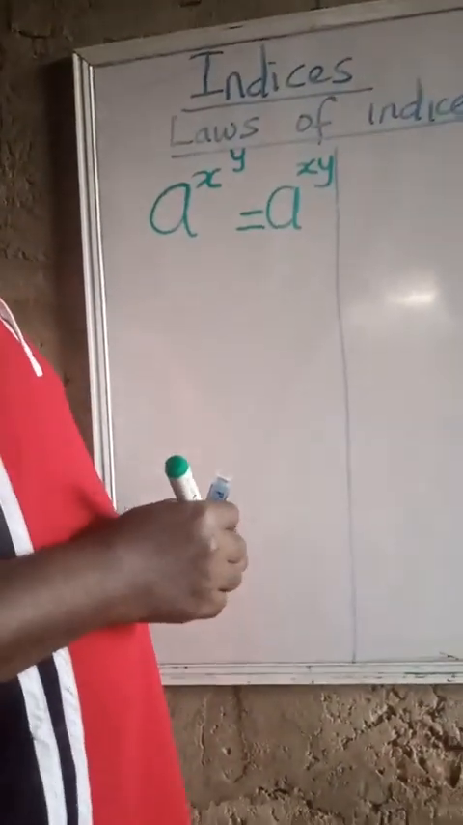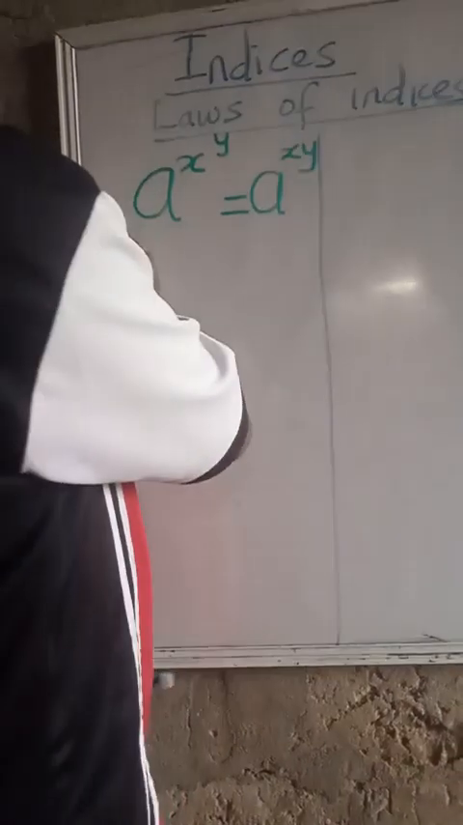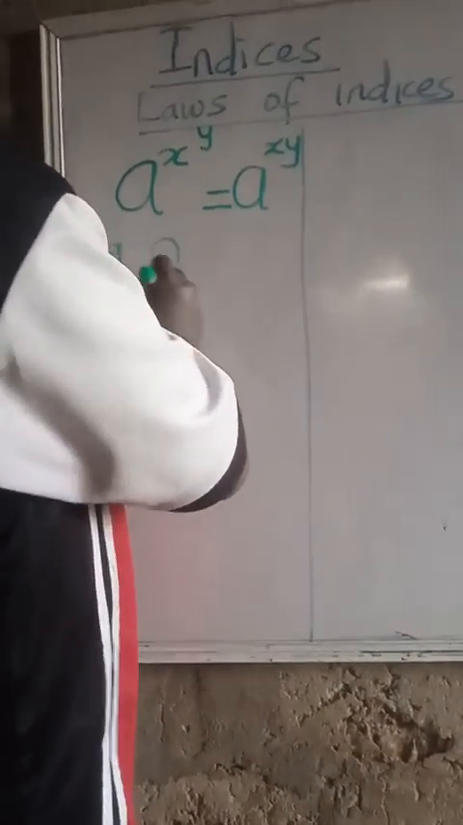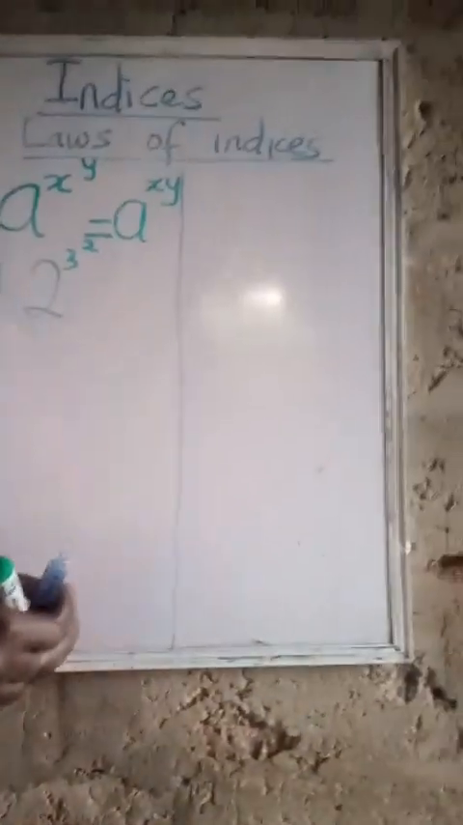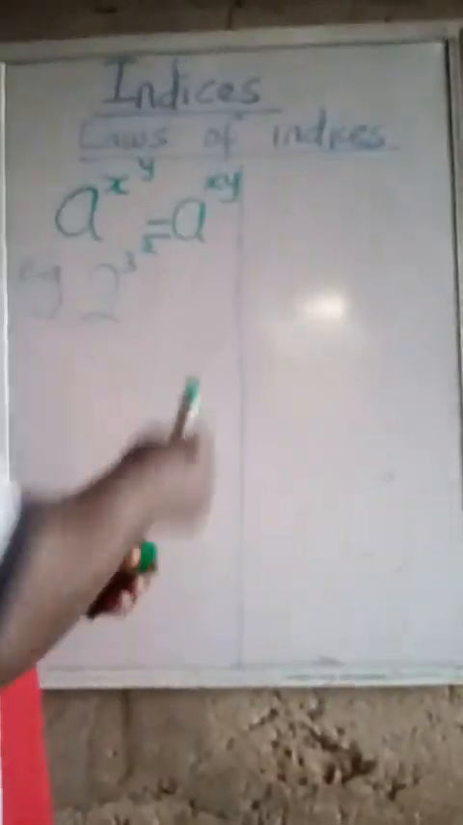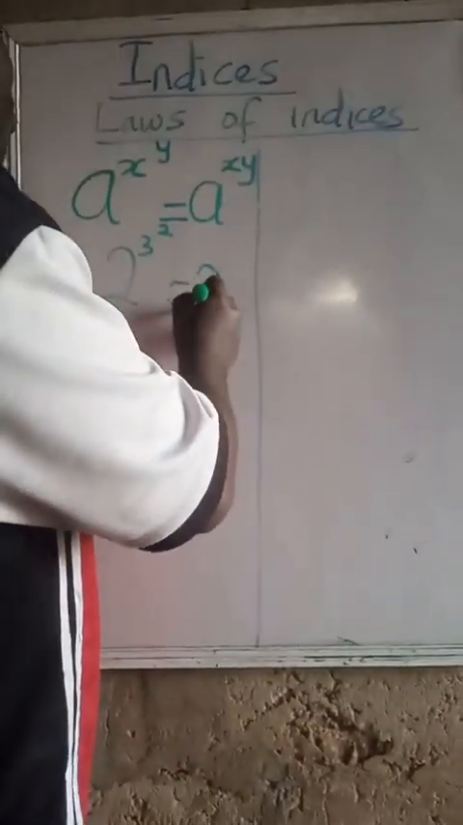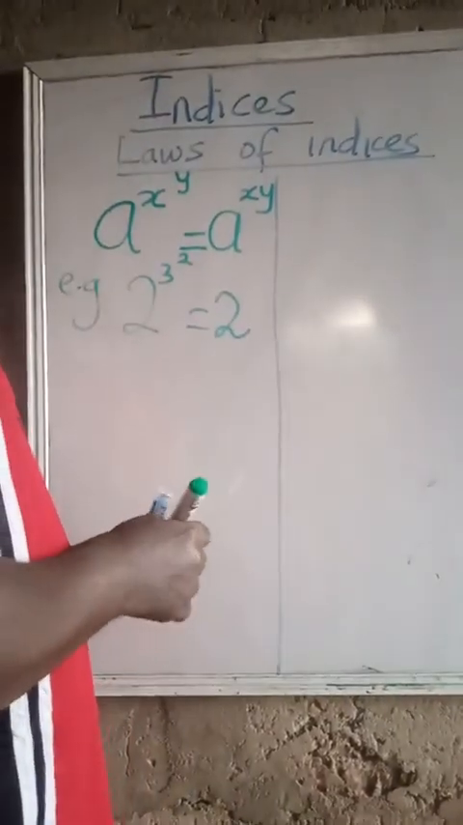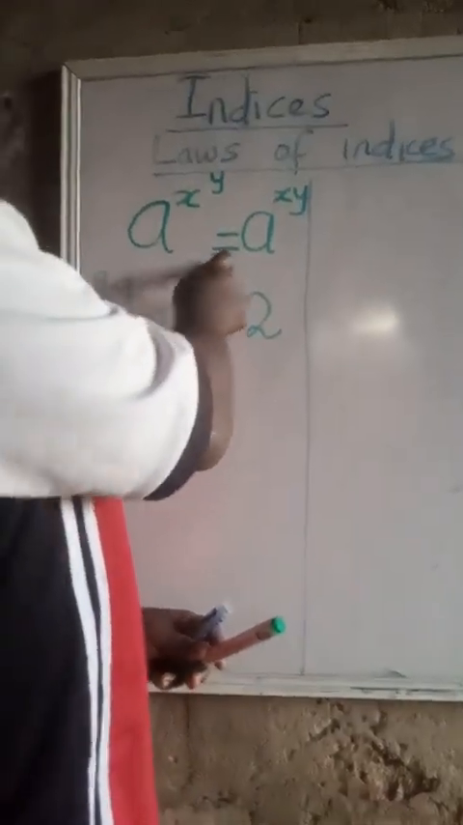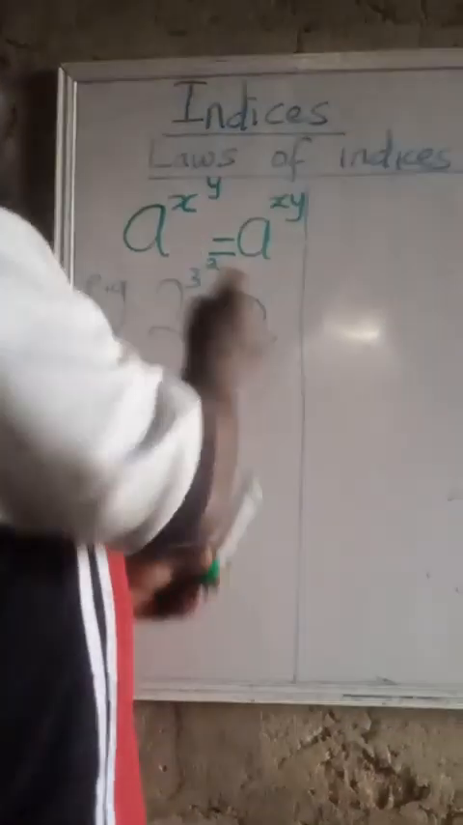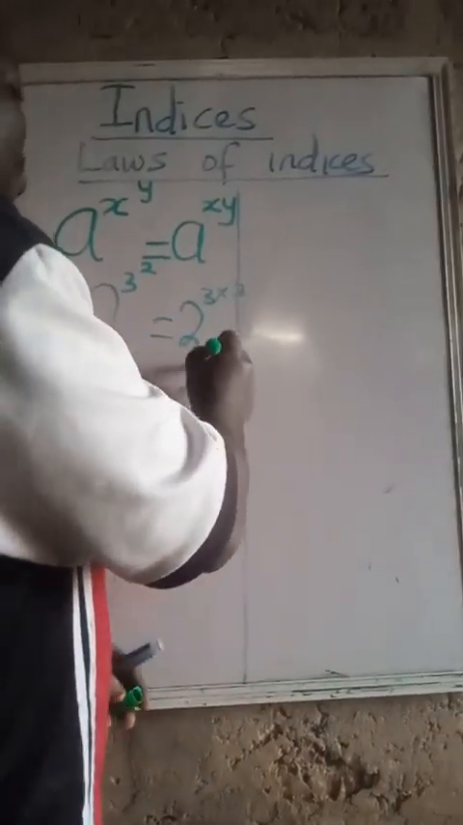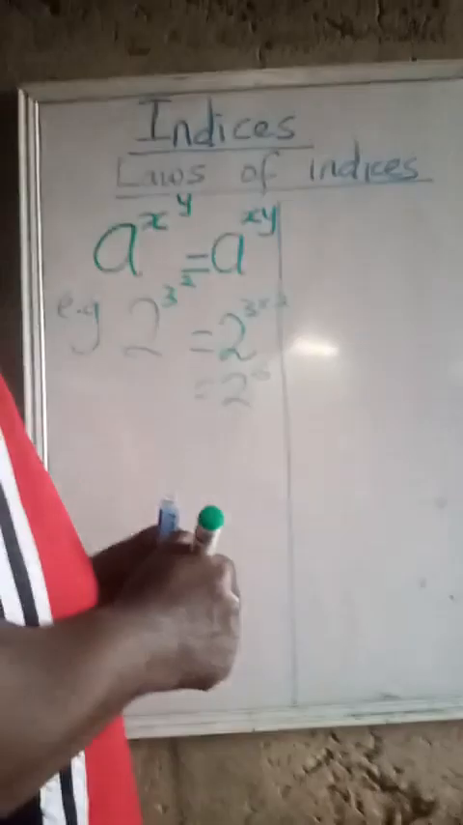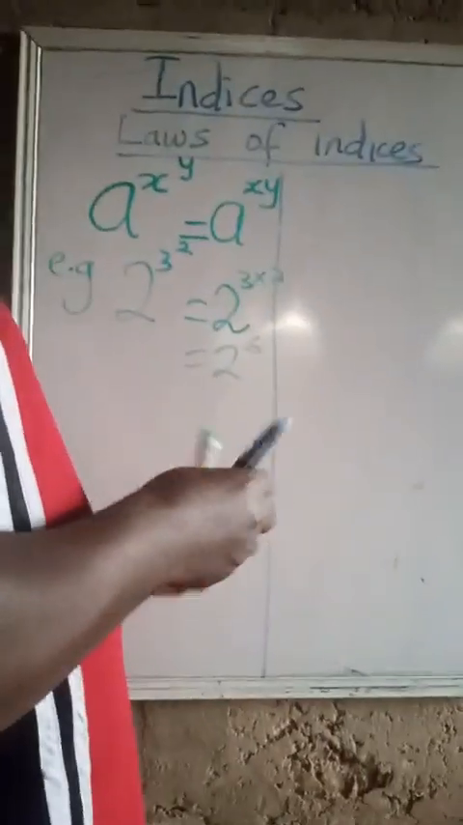That is a raised to the power xy. For instance, if 2 is raised to the power of 3 and this is raised to the power of 2, then the law states that what you are going to do is to write 2 raised to the power of the product of these two powers, 3 times 2, and that is 2 raised to the power of 6.